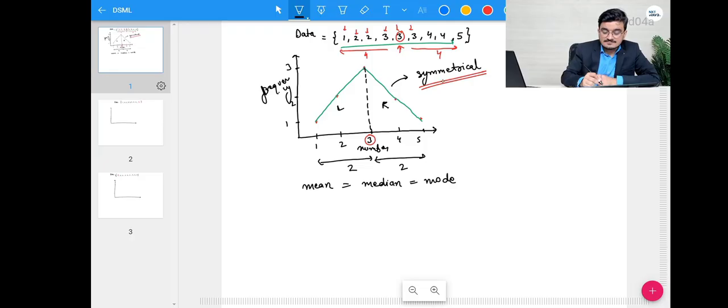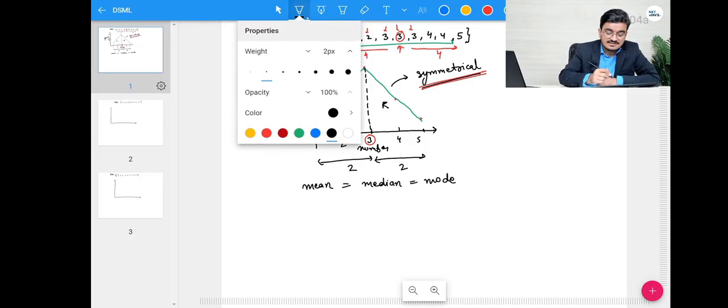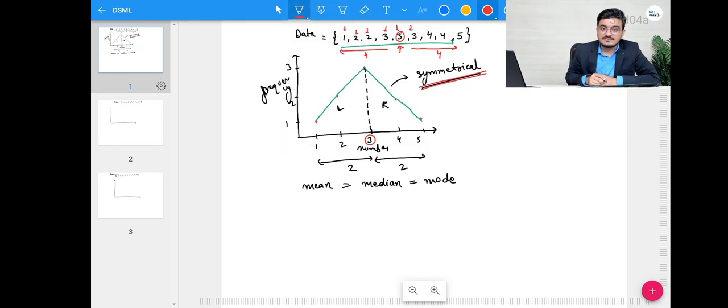So in a symmetrical data distribution, the mean, median, and mode all will be the same. Basically, all the central tendencies will refer to the same value. Now let's calculate the mean for this particular data set. Mean will be the sum of all these terms, which will give us 27, divided by the total number of observations, which is 9. So we got 3, right?